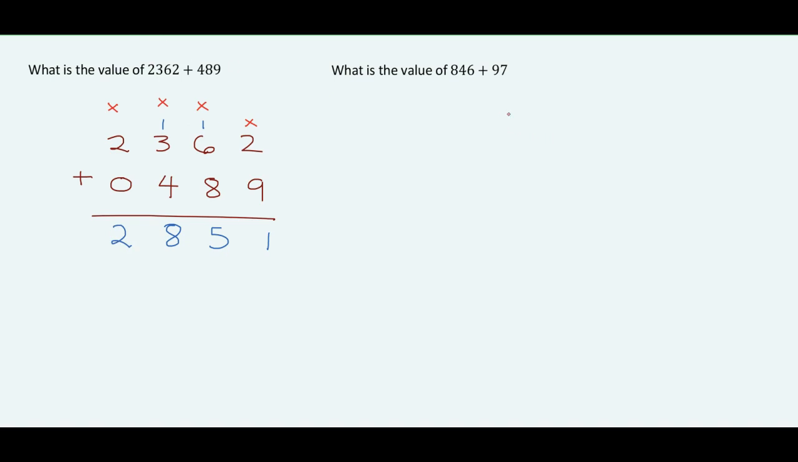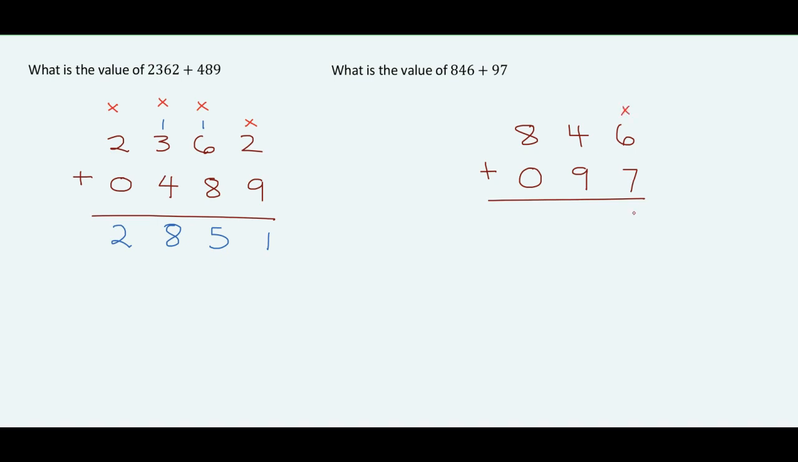Next example, we have 846, and then we have 97. So we have 7 in the ones position, 9 in the tens position. We put a 0 in the hundreds position. We add our numbers together. We will start from the right hand side.